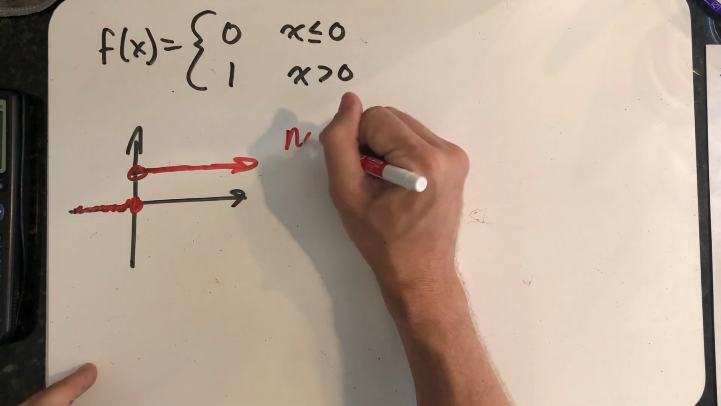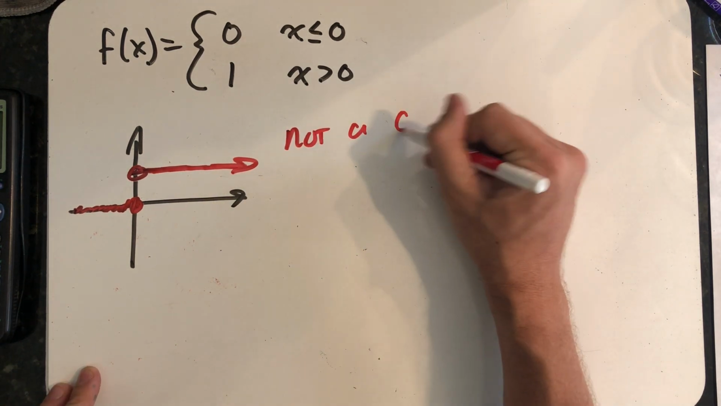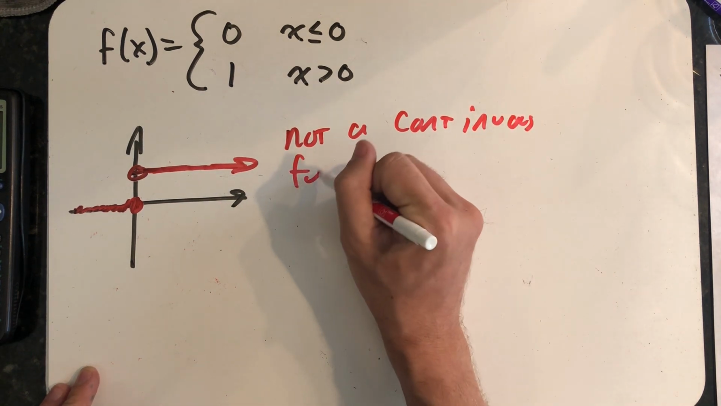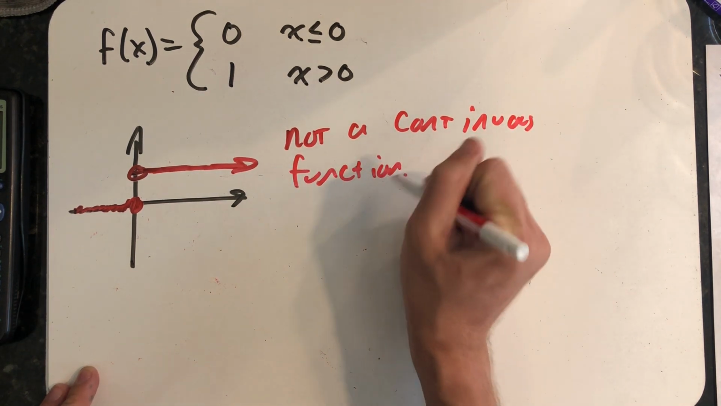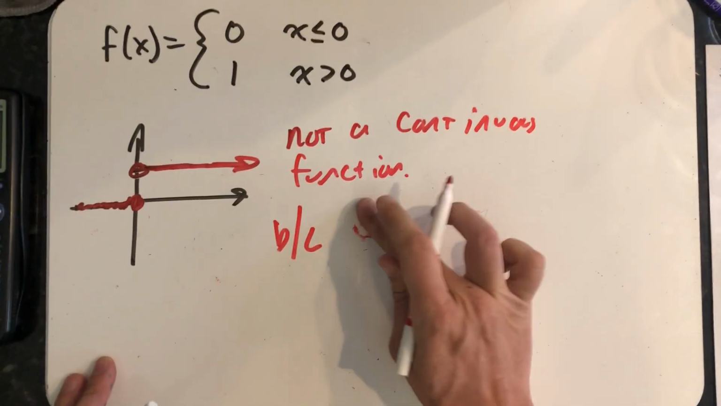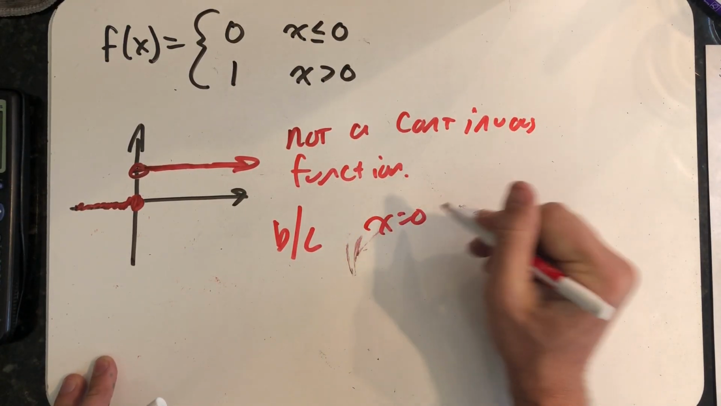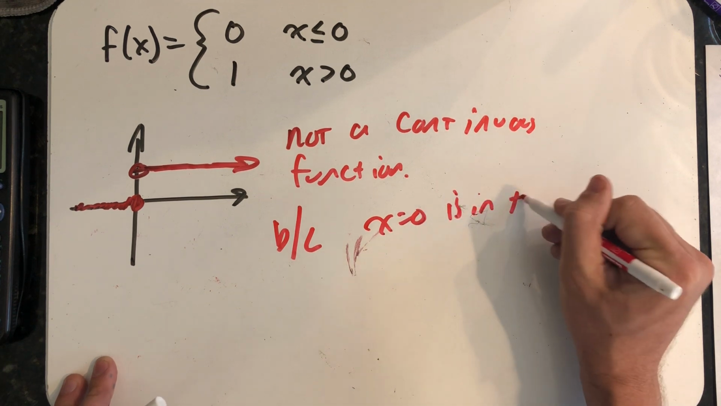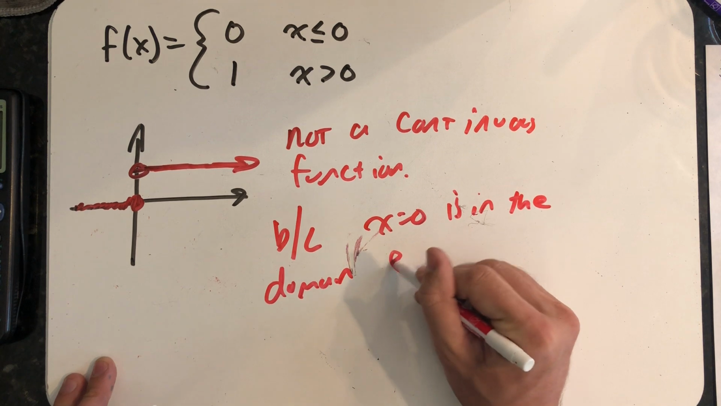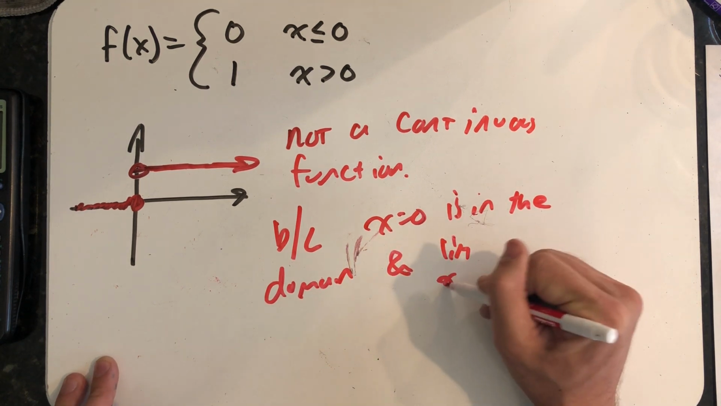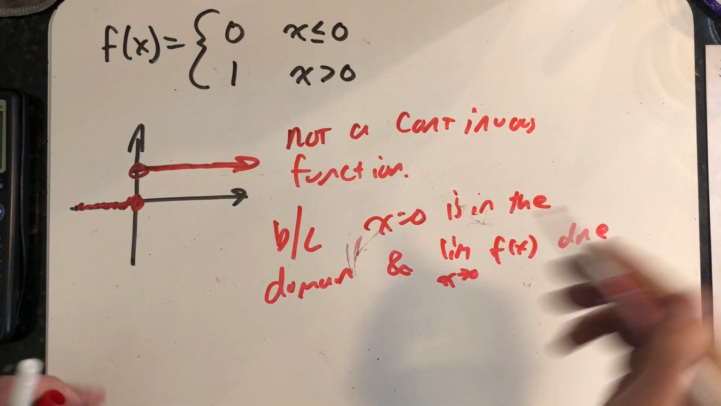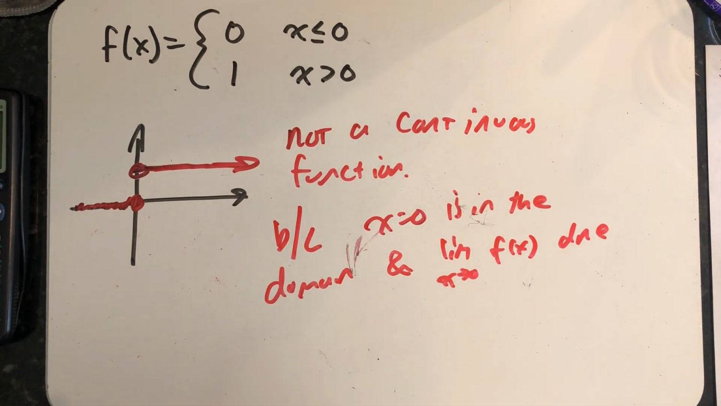All right. Well, this is not a continuous function. Because 0, better said x equals 0, is in the domain. And the limit as x approaches 0 of f of x does not exist. It fails that second part of the continuity test.